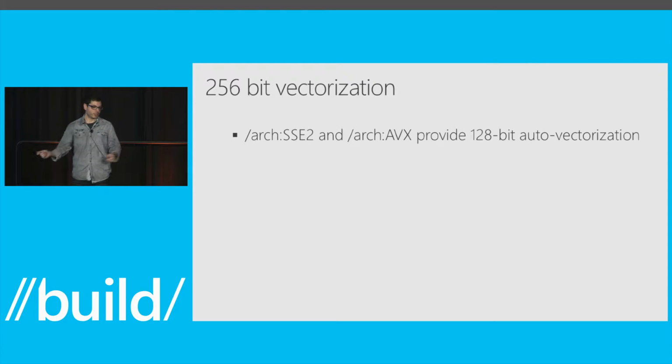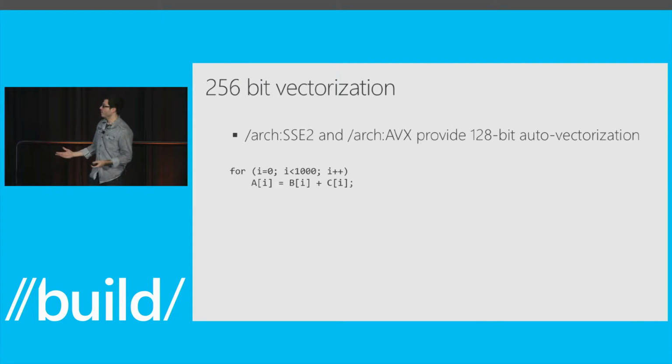So arch SSE2 and arch AVX are going to provide 128-bit automatic vectorization, or you could write intrinsics yourself and get that kind of vectorization. Very briefly, what that means is you've got a for loop. In this case, let's say you take a bunch of arrays and they're all floating point values. You're going to load B sub I, a single float. You're going to load C sub I, a single float. You're going to do a single floating point add, and you're going to store the result back into A sub I.